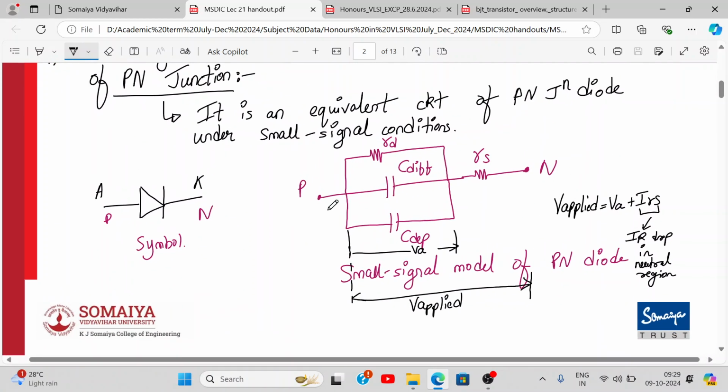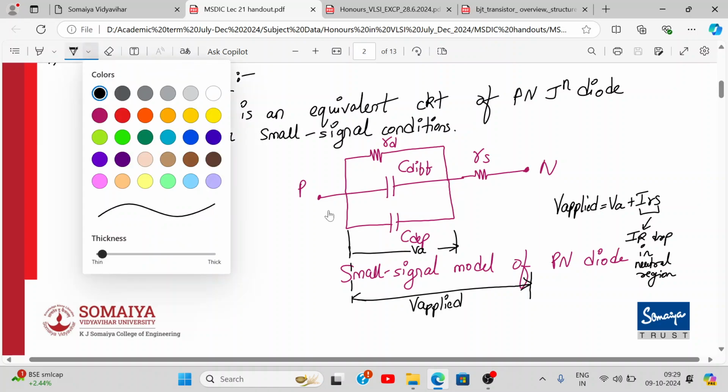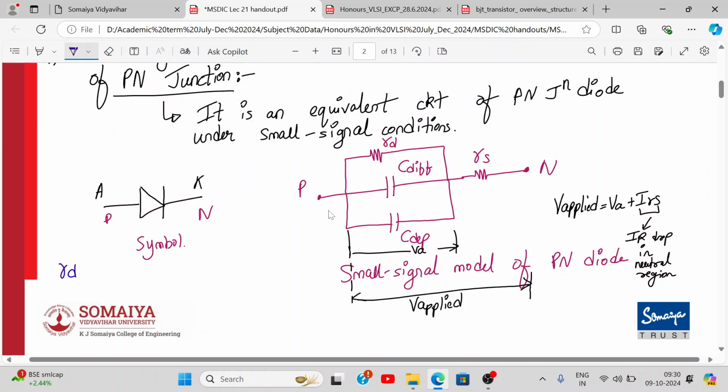Here RD is the small signal forward resistance. So whenever the diode is on, it will give exponential rise in current with response to the voltage, right? So in the forward bias, your diode will have a very small resistance, which is RD, which is dependent upon forward applied voltage. So write down over here, RD is diffusion or small signal forward resistance.